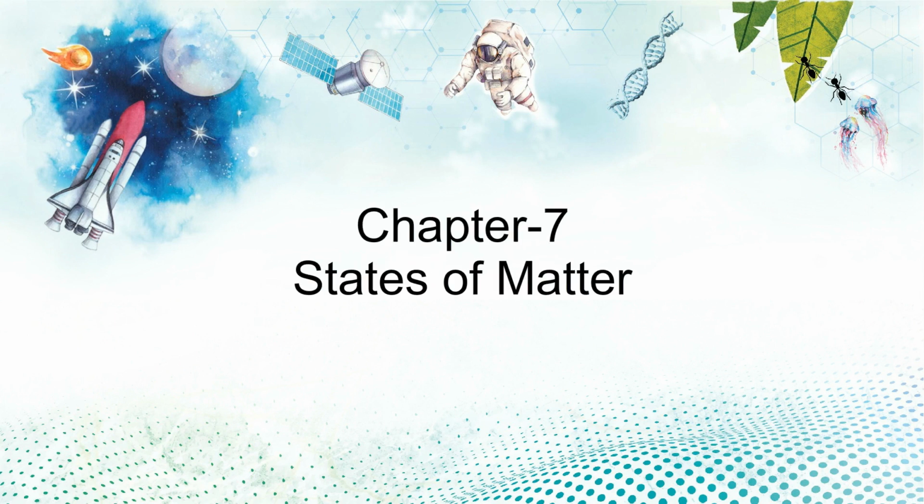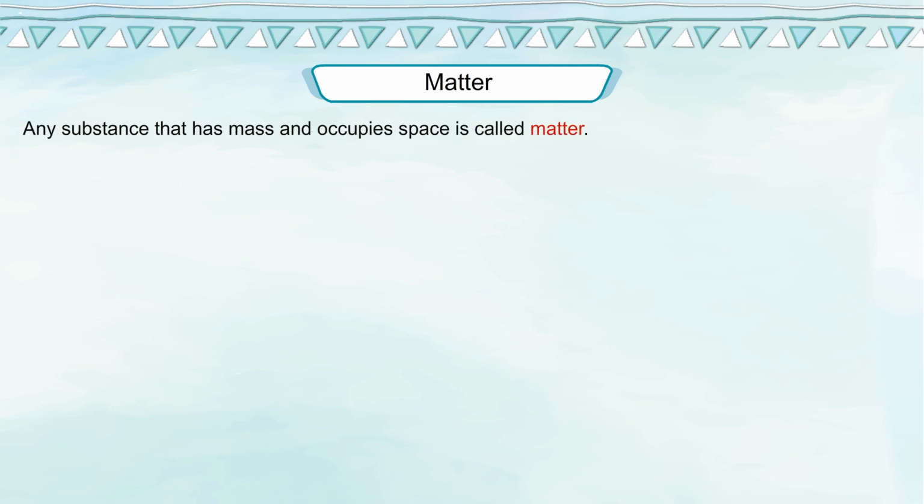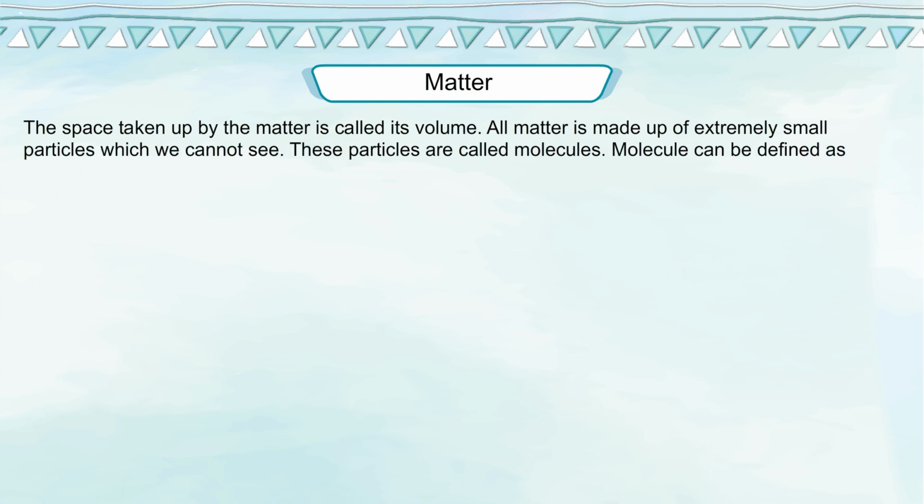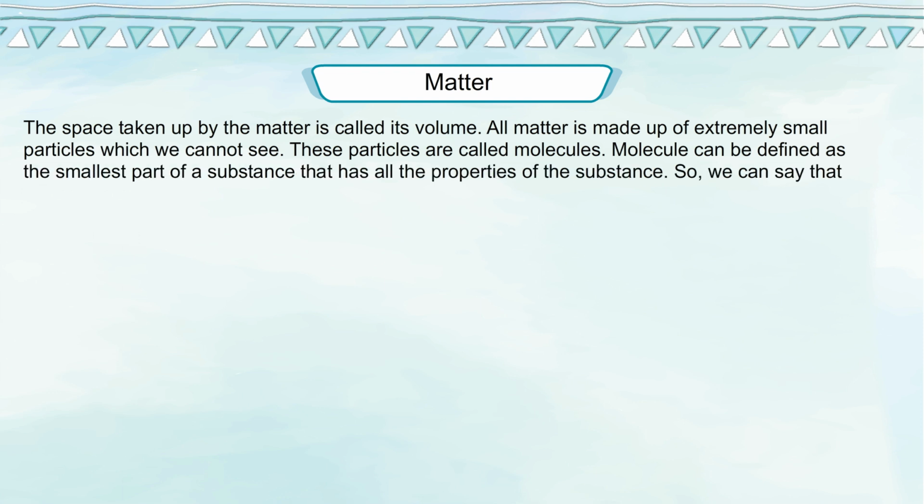Chapter 7. States of matter. Matter. Any substance that has mass and occupies space is called matter. The space taken up by the matter is called its volume. All matter is made up of extremely small particles which we cannot see. These particles are called molecules. A molecule can be defined as the smallest part of a substance that has all the properties of the substance. So we can say that each sugar particle will have the properties of sugar.